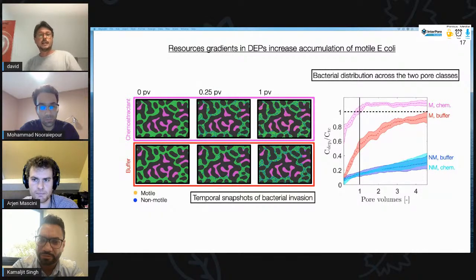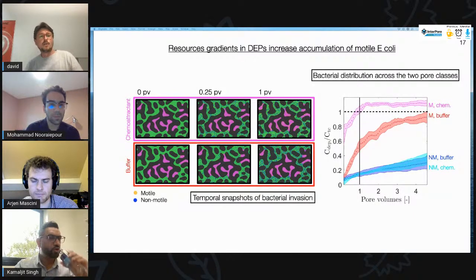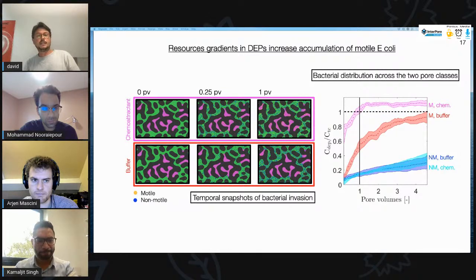We can see that the presence of the chemoattractant did not affect at all the distribution of the non-motile control, the 2 curves here on the bottom. Differently, the presence of the chemoattractant sensibly increased the abundance of the motile cells in the dead-end pores. So overall, we see how disordered flow, which can translate into resource heterogeneity in pore systems, may have a profound impact on microbial temporal and spatial distribution and dynamics.